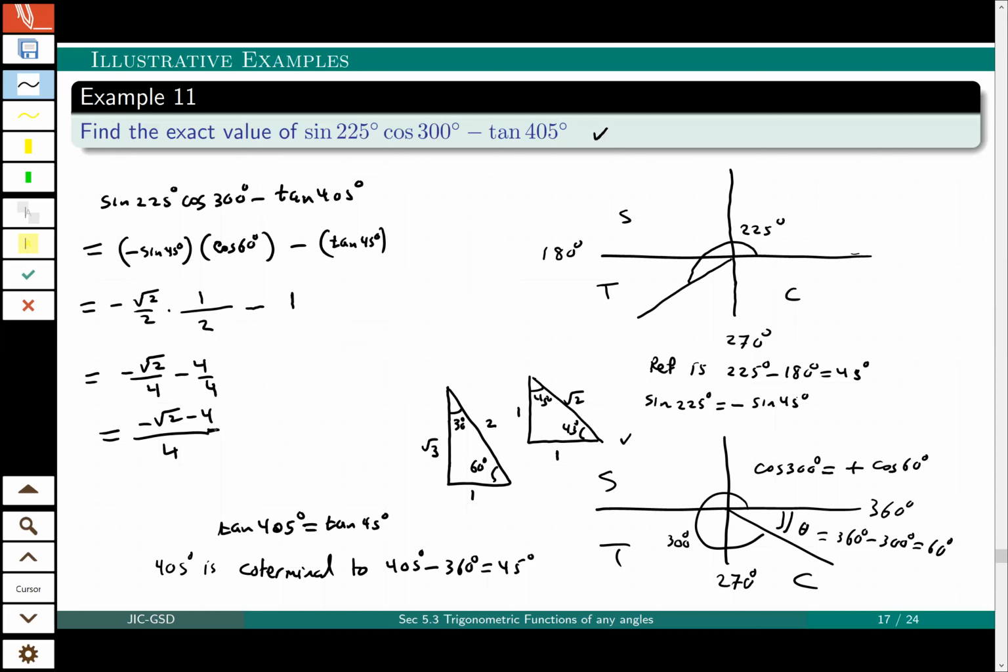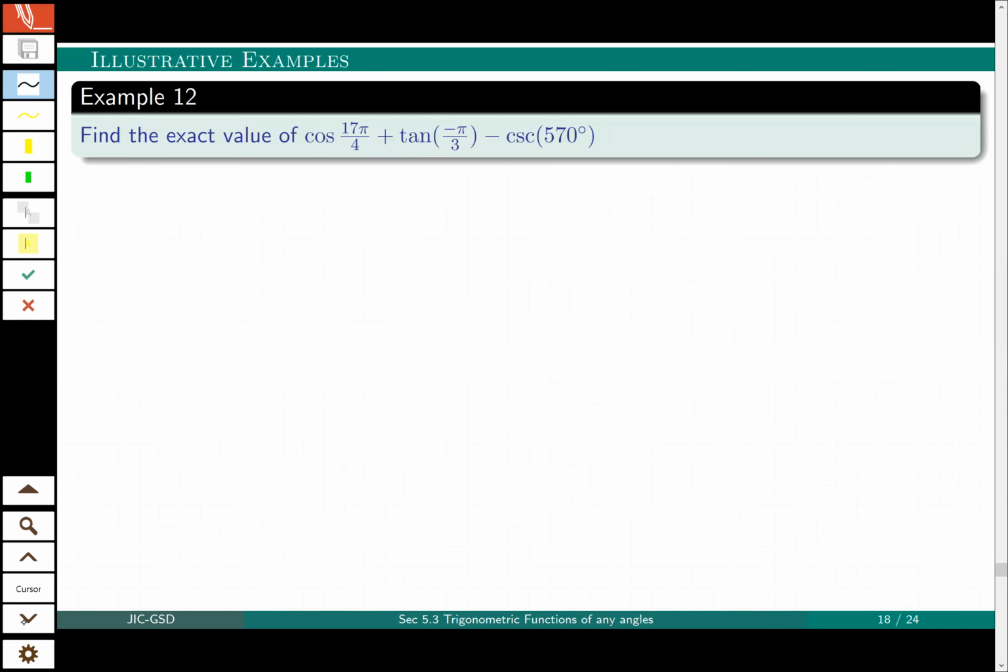Now we move to a similar question. Now we have again 3 angles. The first one is 17 pi over 4.